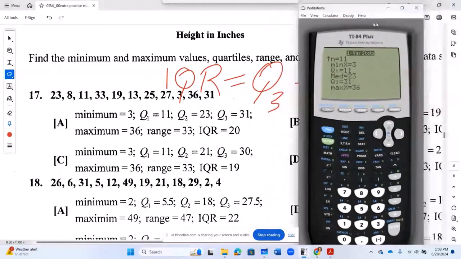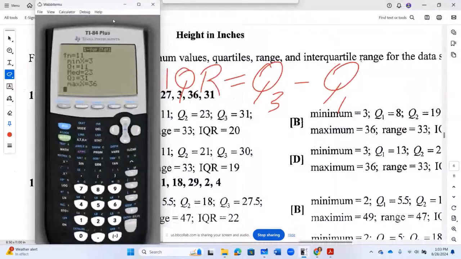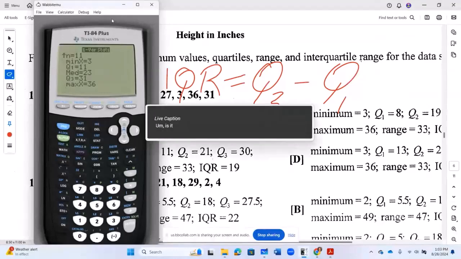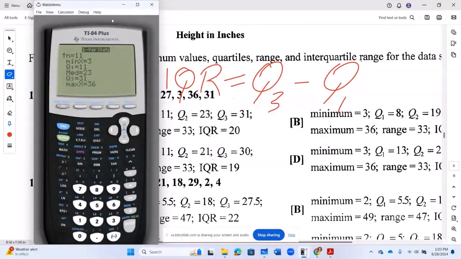Somebody tell me what the interquartile range is from our calculation? You can say it loud. Is it 20? Very good. It is 20. Good. 31 minus 11 is 20. The interquartile range is 20. Because I already know the third quartile, I know the first quartile. The interquartile range is Q3 minus Q1.